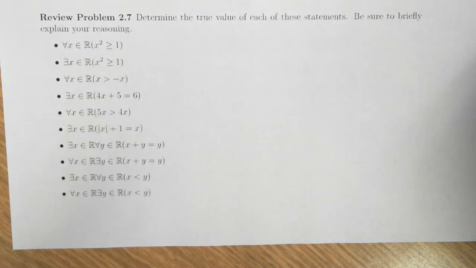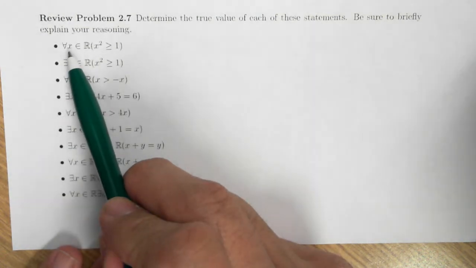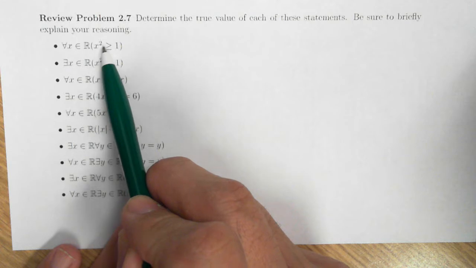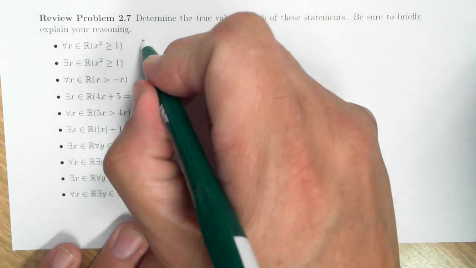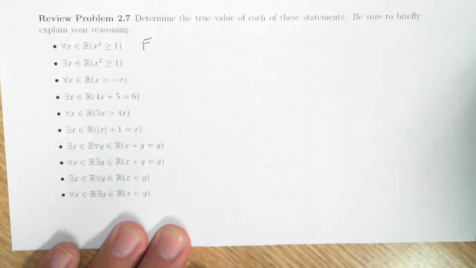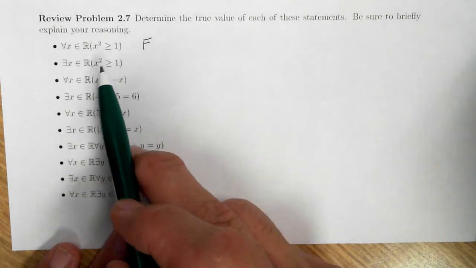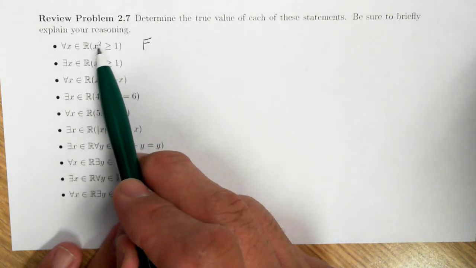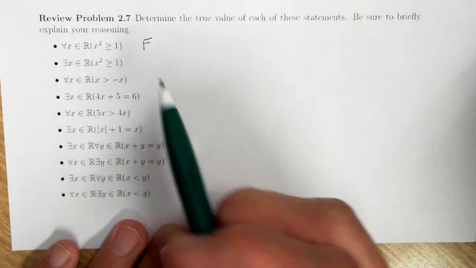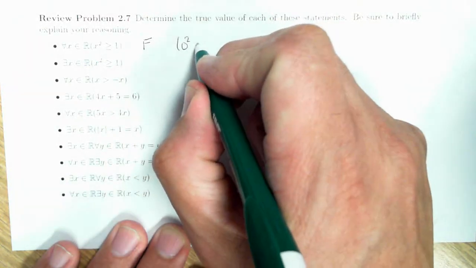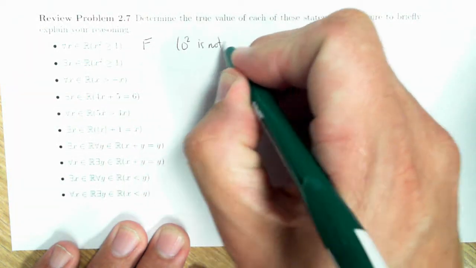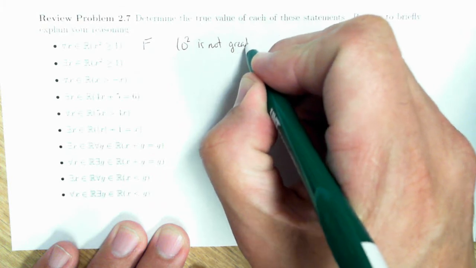All right, in this review problem, we'll take a look at these statements and determine whether or not they are true or false. First, for every real number, x squared is greater than or equal to 1. That is false. The reason that is false is that if I put in 0, 0 squared is not greater than or equal to 1.